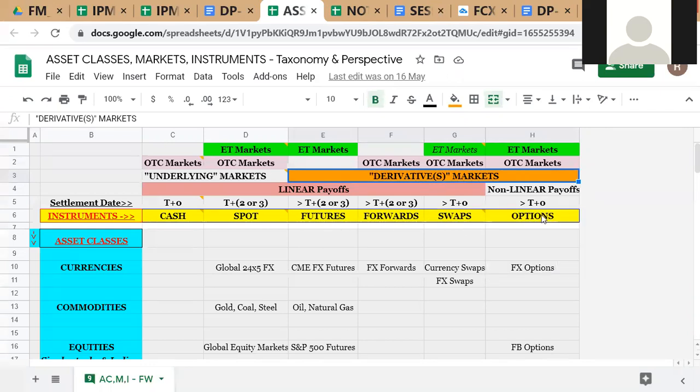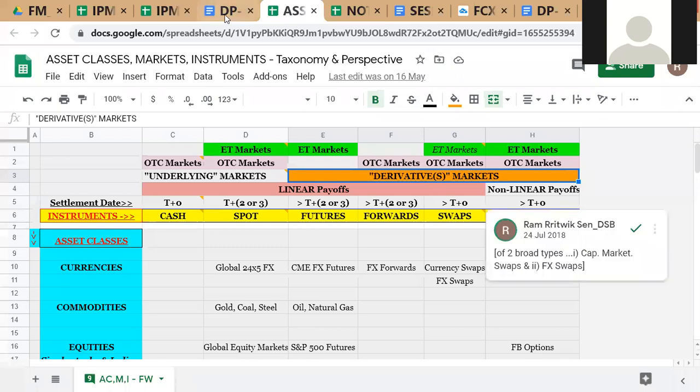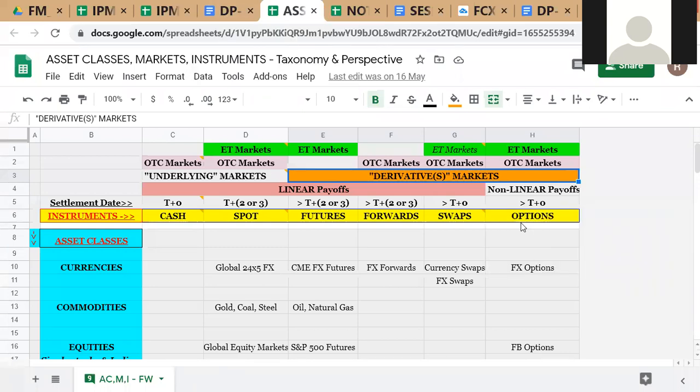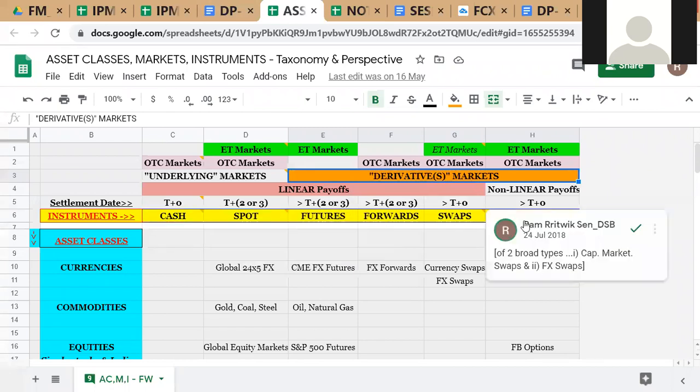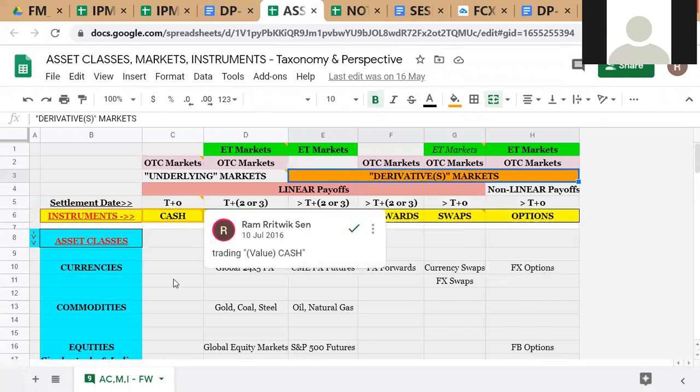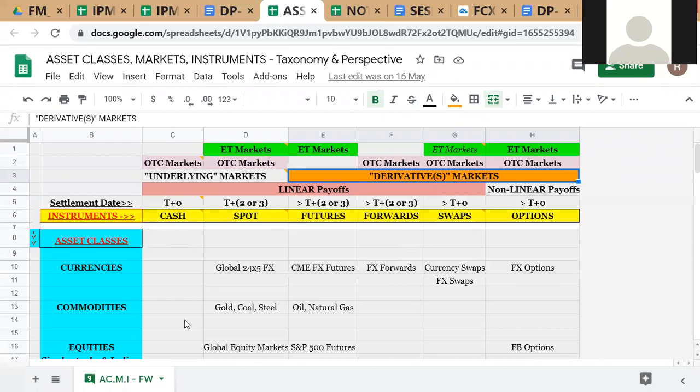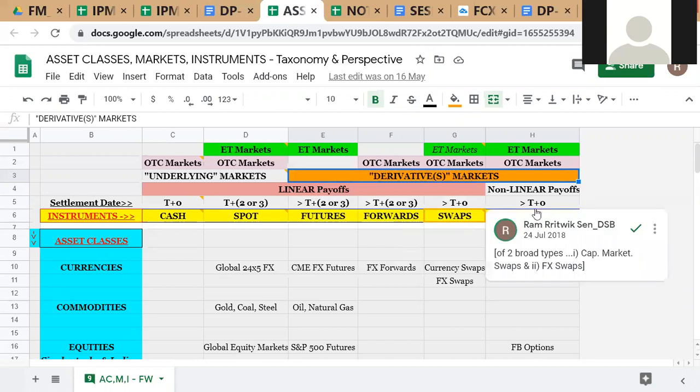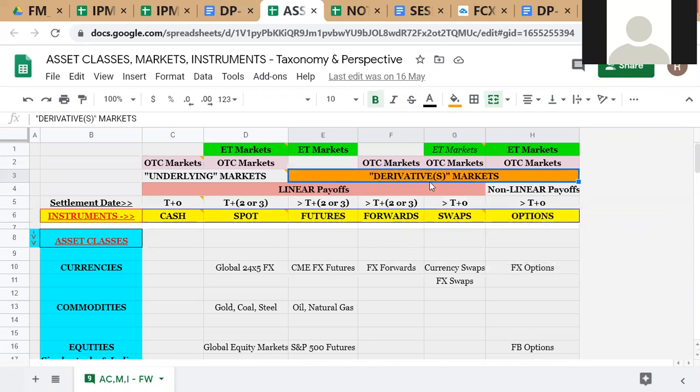So you have to understand the distinction between a transaction and an instrument. A derivative is a type of instrument. Okay. These are your instruments. These two are not derivatives: cash and spot. You can also have Tom. Cash, Tom. Tom is for value tomorrow. These are not derivatives. But futures, forwards, swaps, and options, these are all referred to as derivatives. These are types of instruments.